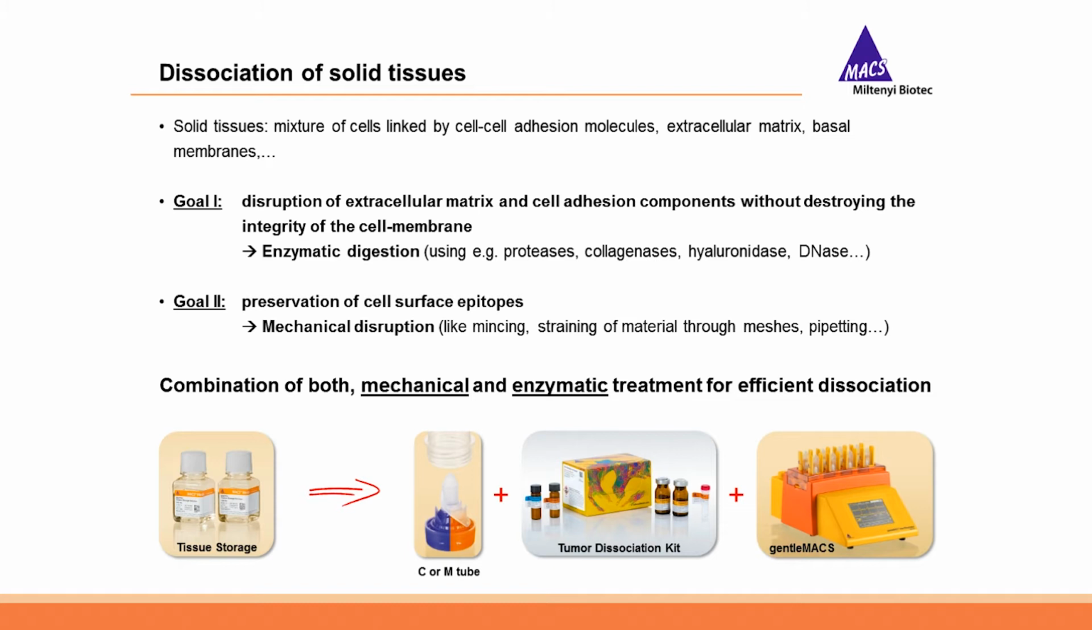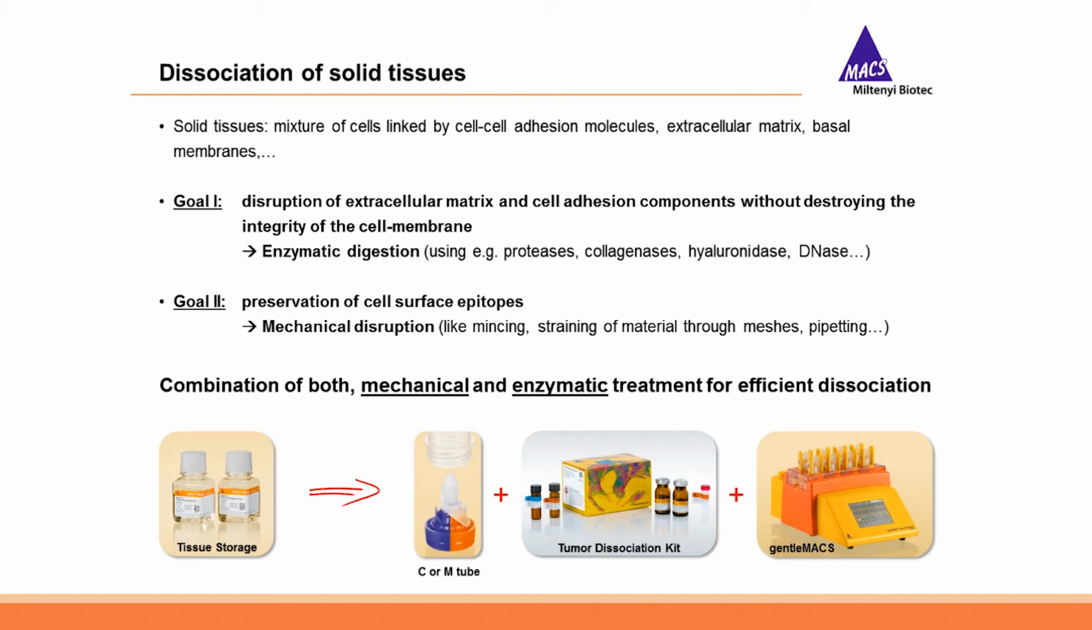You know that solid tissues are built up of a mixture of cells that are linked by cell-cell adhesion molecules, extracellular matrix, basal membranes. So you have two principal goals. The first one is, of course, very obvious. You want to disrupt the extracellular matrix and cell adhesion components without destroying the integrity of the cell membrane. And for this, usually enzymatic digestion is the way to go.